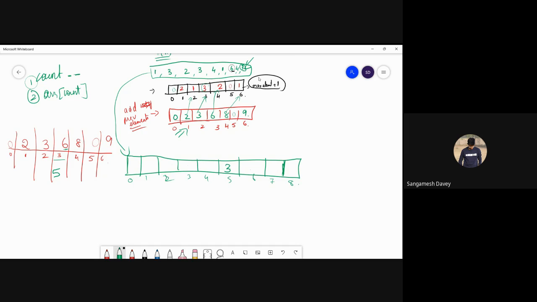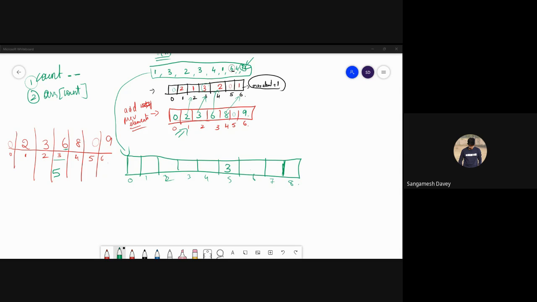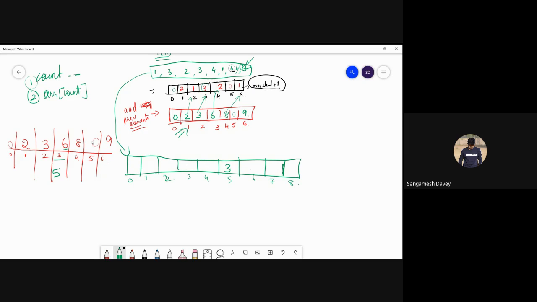Very good. Next, take 4. What is the count of 4? 8. Do count minus minus. 7. Put it in the 7th place. Next, 6. Where do I put 6? What is the count of 6? 9. So 8, right? Do count minus minus. Put it in the 8th position.